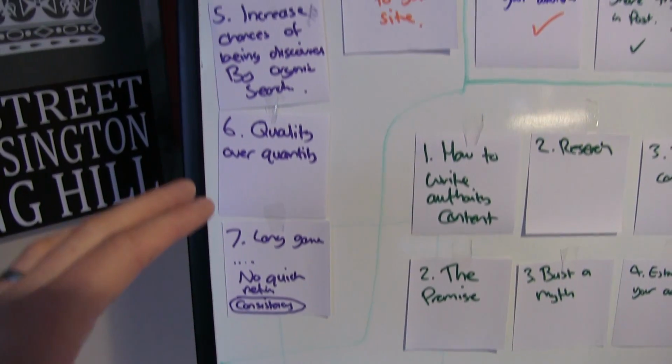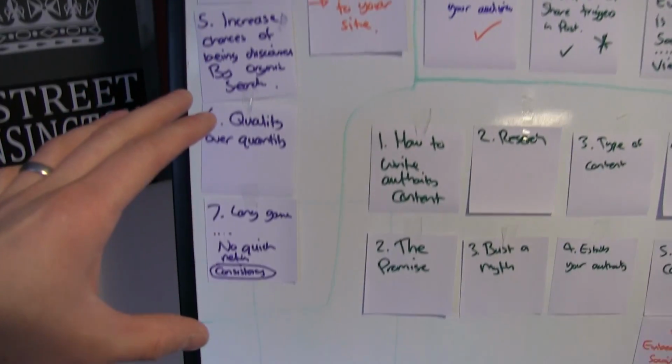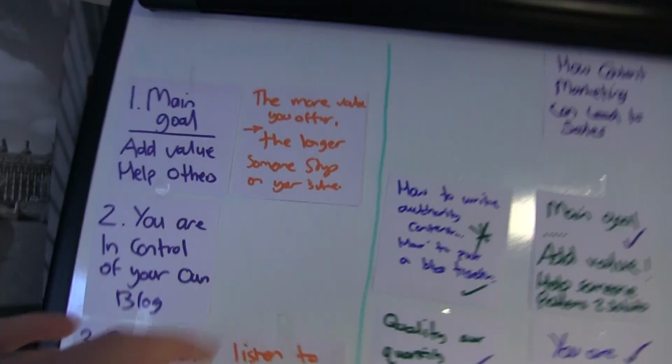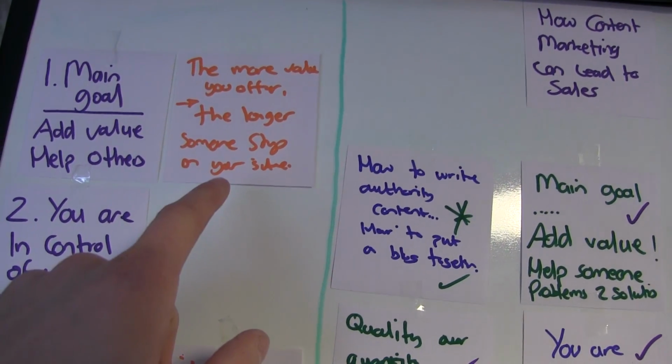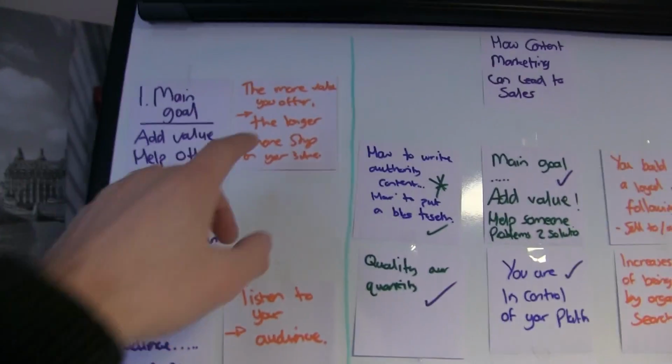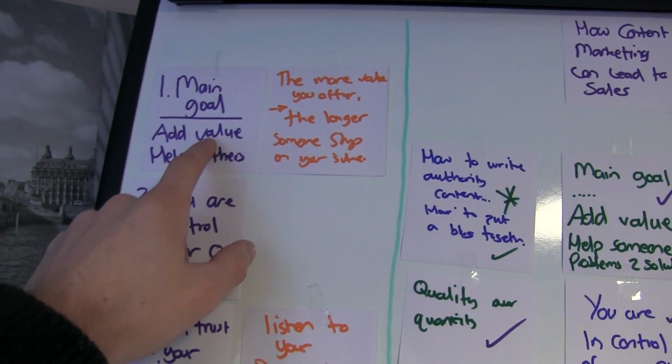Now it could be 5 points, 3 points, 10 points, whatever you want, but that is basically what's going to make up my post. Now you'll see here, I've got to the right of it, the more value you offer, the longer someone stays on your site. Now this is a very key point which I want to get on here, okay, because it ties in with adding value, okay?